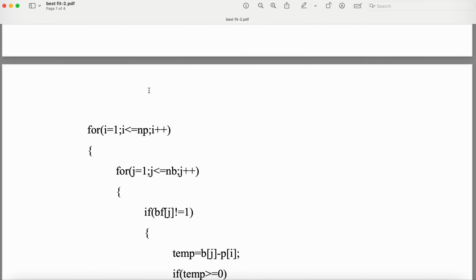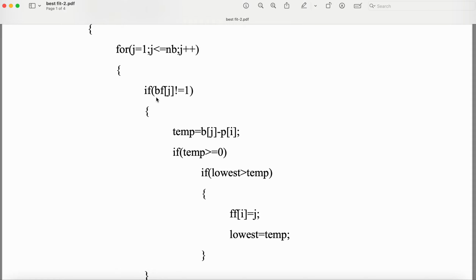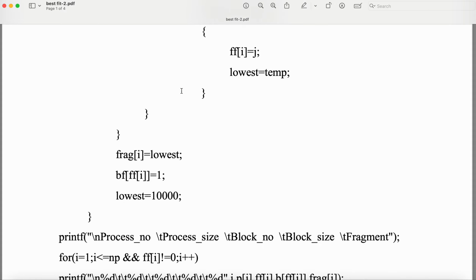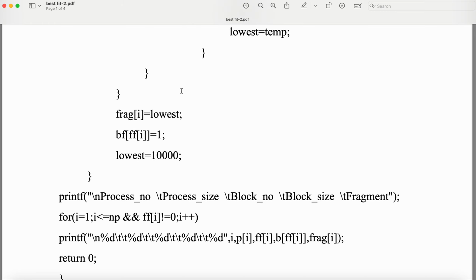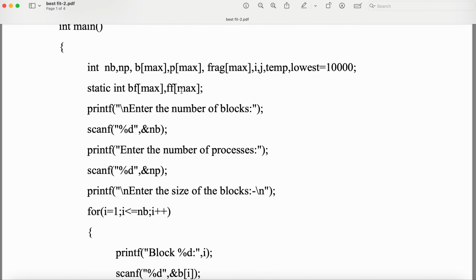Now let us focus on the logic. For i equal to 1, i less than or equal to NP. The outermost for loop is for process repetition, whereas the innermost for loop is for block repetition. For j equal to 1, j less than or equal to NP, j plus plus. Next, if BF of j not equal to 1, what is BF? This BF and FF are nothing but static arrays.